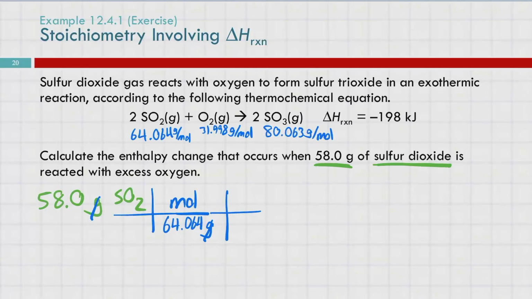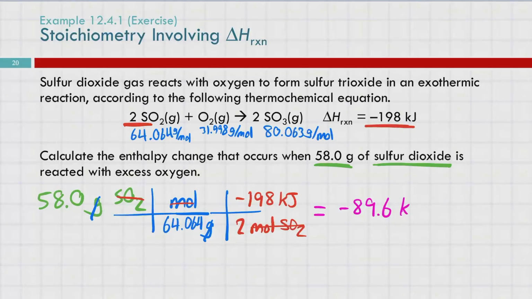And then the two numbers that are relevant for us are the minus 198 kilojoules and the 2 SO2. So we put the minus 198 kilojoules on top. That's the unit that we'll end up with. And on the bottom, 2 moles SO2. The moles SO2 cancels the moles SO2 that we had before. And we should end up with minus 89.6 kilojoules.